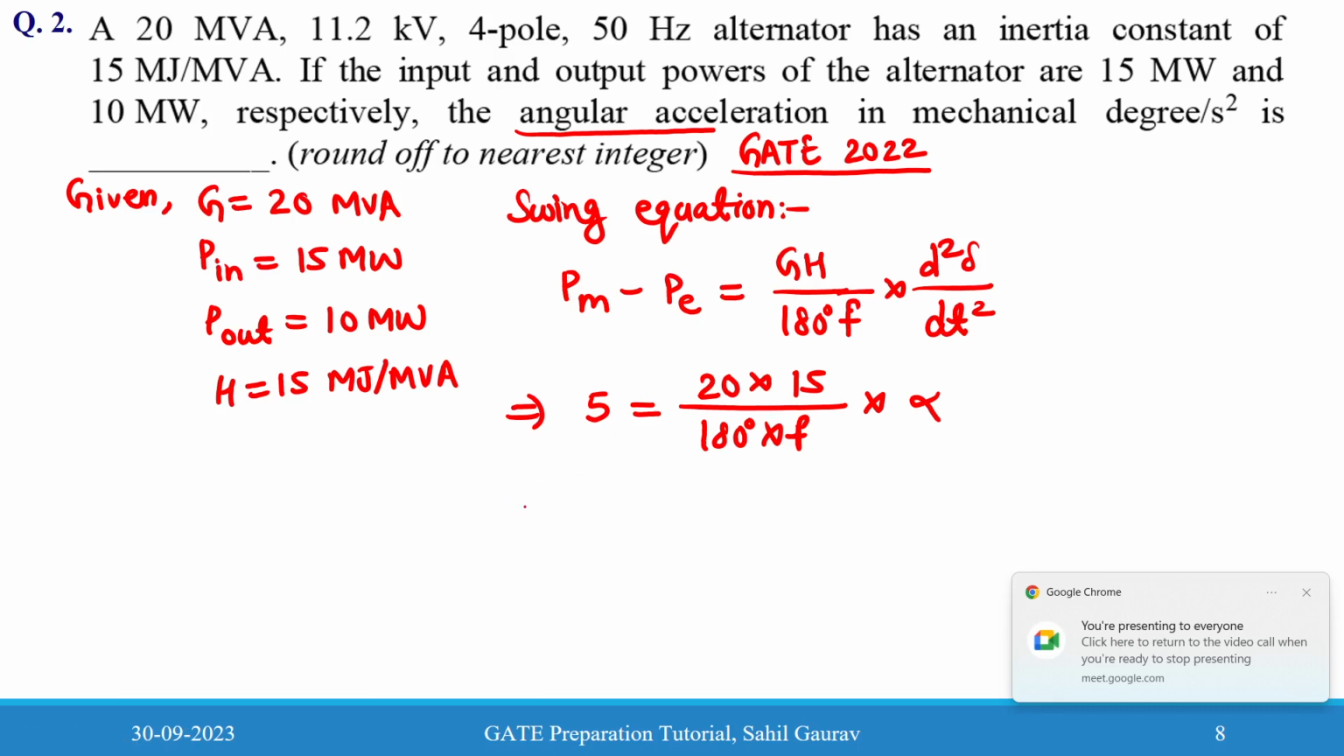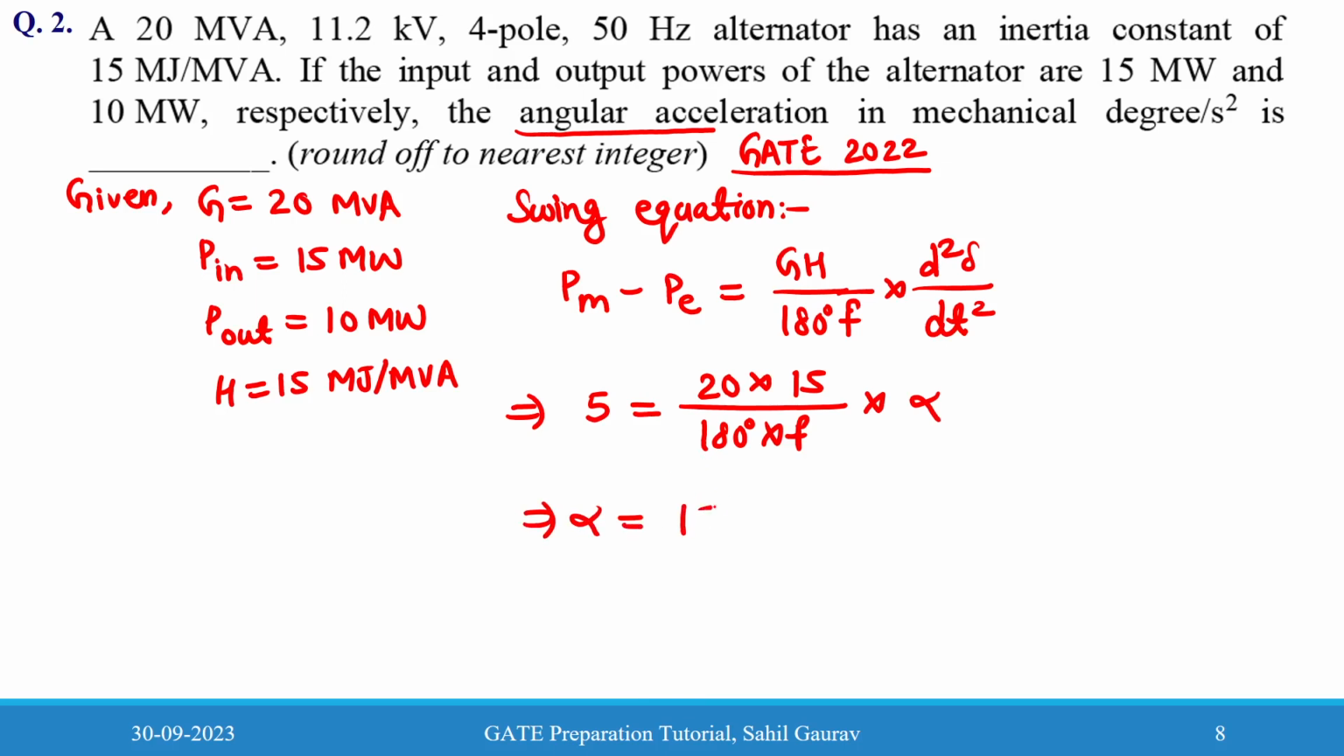So we can write here this, and F is also we can write. So alpha will become 150. 150 is correct. 150 electrical degree per second square. So in this question it is asked about mechanical degree per second square.